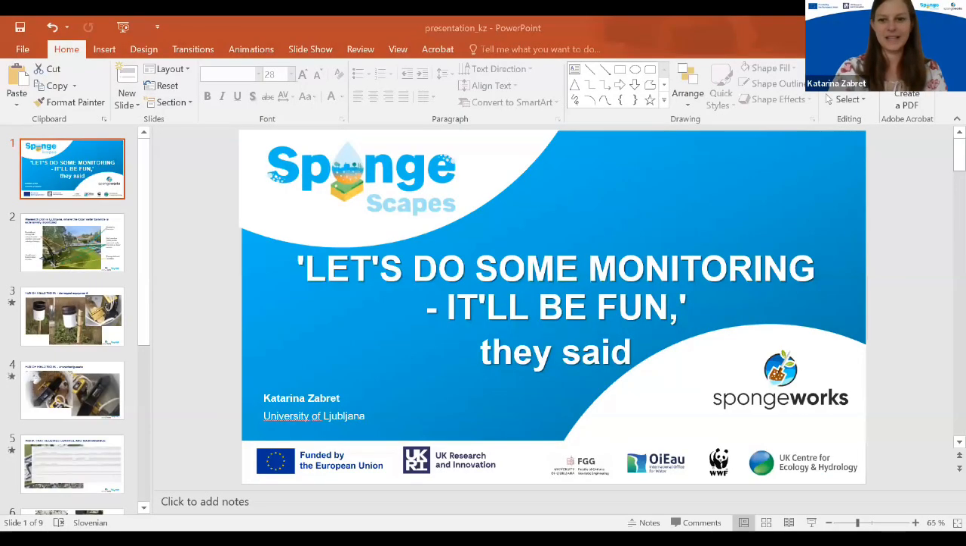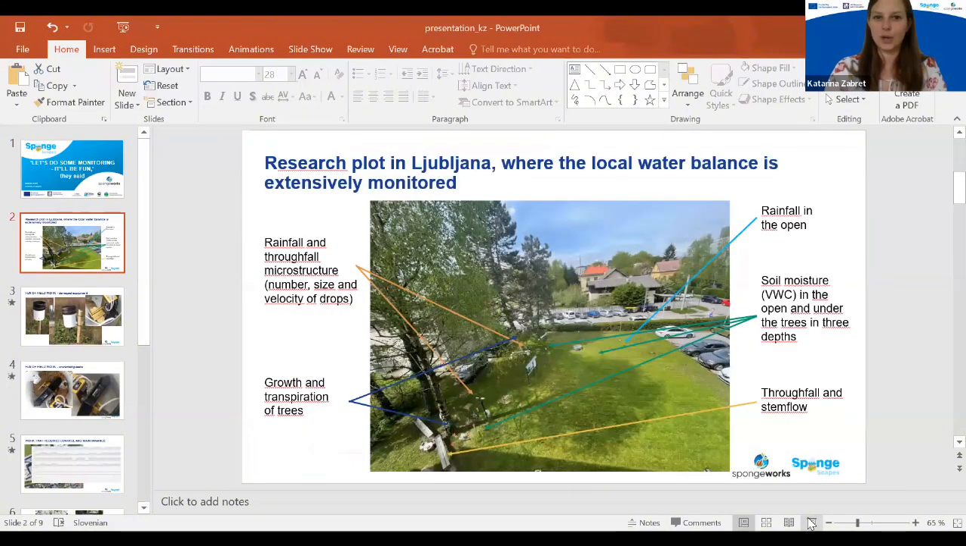So to continue, I have a presentation about the measurements that we do in Ljubljana. So in Ljubljana, we have a research plot. It's a small urban park, and it was established before the SpongeScapes project. Now the focus here is on the role of trees in regulating or retaining the water and their function in the context of sponge measures.